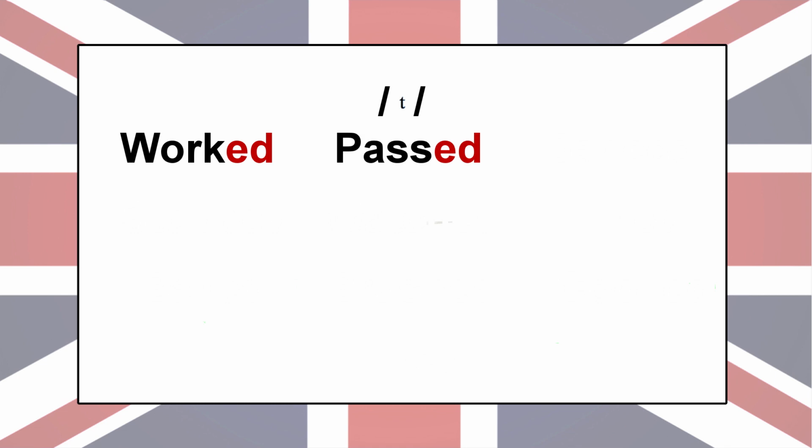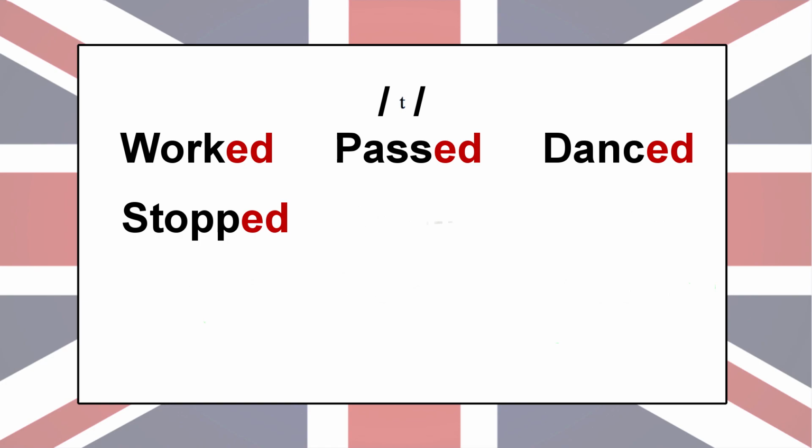Now we have the list of verbs where we pronounce ed as a T. Number 1, worked. Number 2, passed. Number 3, danced. Number 4, stopped. Number 5, watched.